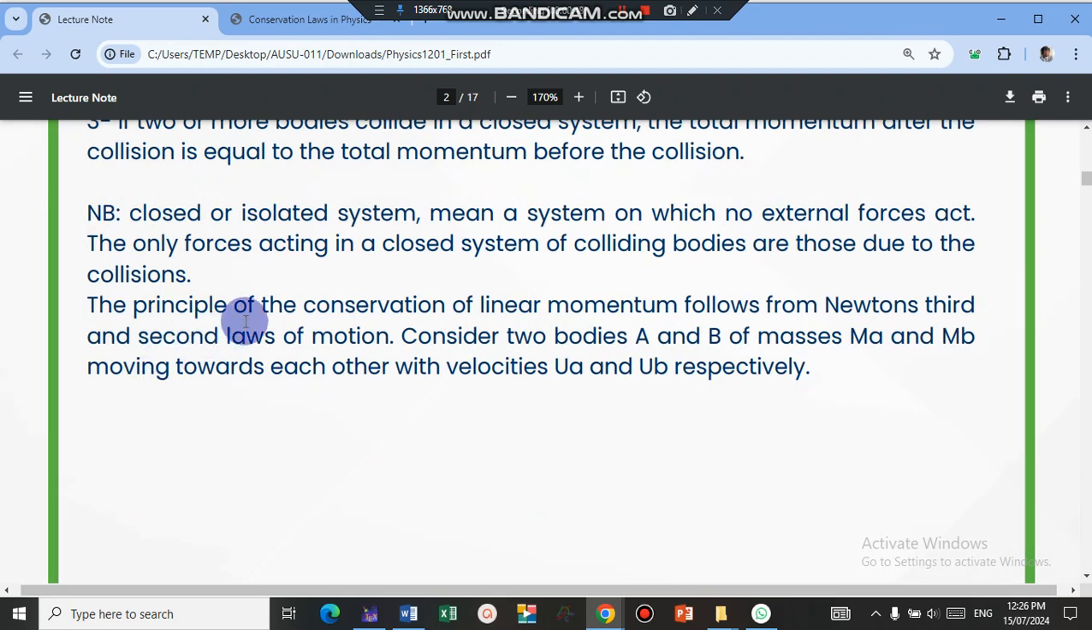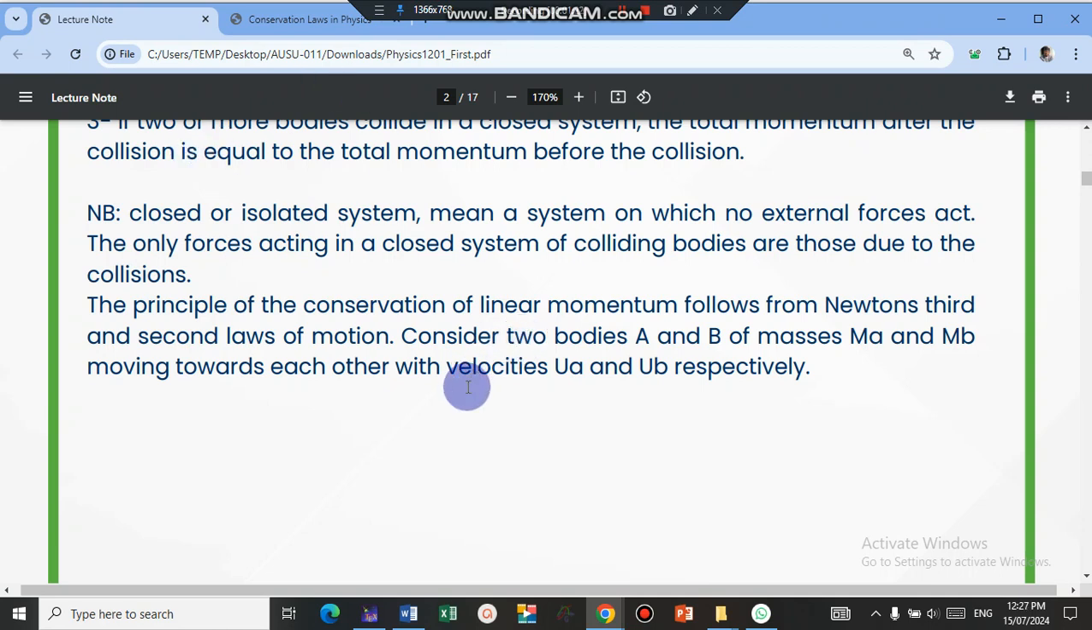Then he says the principle of conservation of linear momentum follows from Newton's third and second laws of motion, meaning this law is a consequence of Newton's second and third laws. And we are going to demonstrate that using Newton's second law and Newton's third law, we can arrive at the equation we use for the principle of conservation of linear momentum.